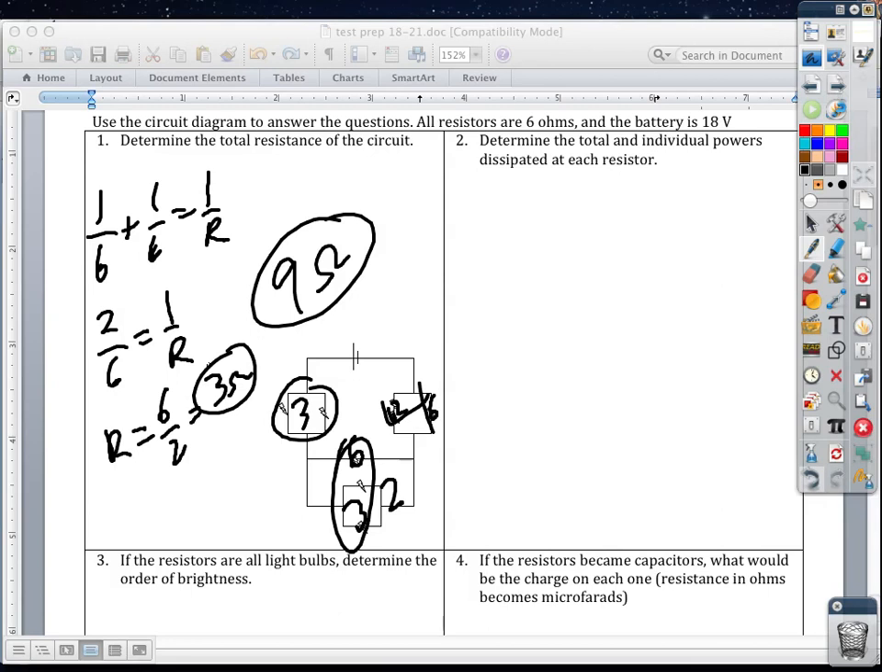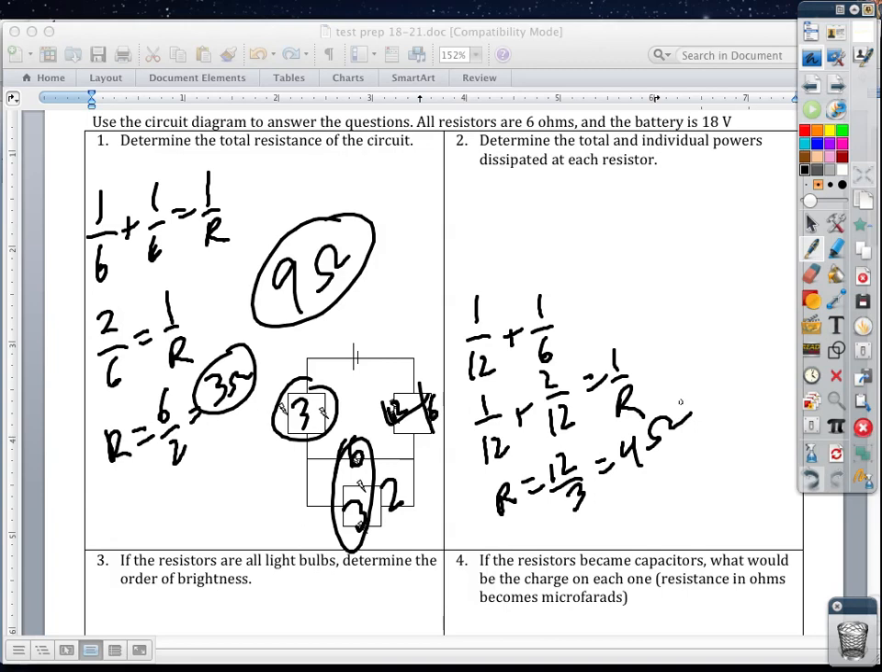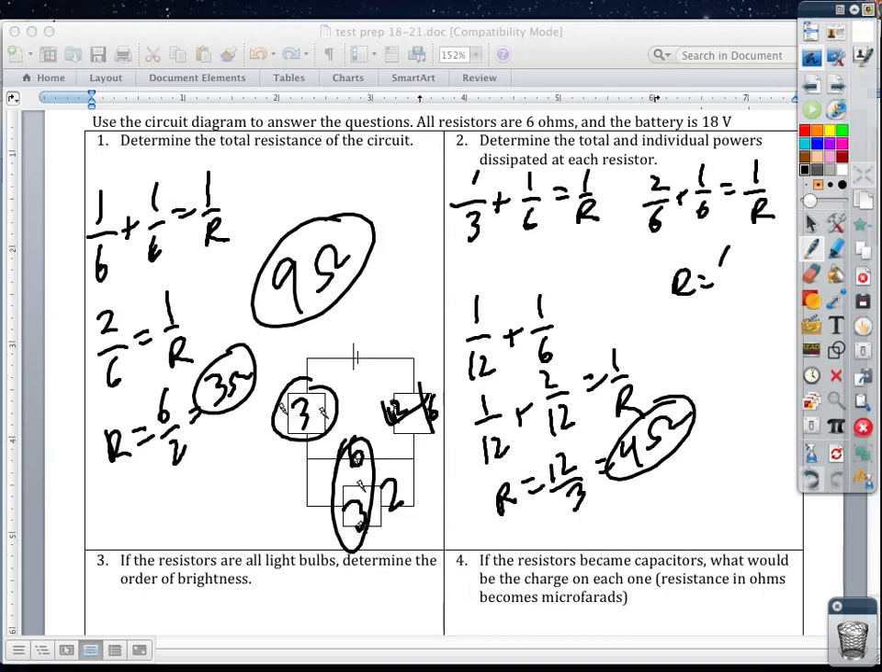All right, and then over here, this is 1 over 12 plus 1 over 6. So 1 over 12 plus 2 over 12 equals 1 over r. So then r is equal to 12 over 3, which is 4. That's why that's 4. And then down here, the 3 is just like this. And then when we do 3 and 6, that's 1 over 3 plus 1 over 6 equals 1 over r. This becomes 2 over 6 plus 1 over 6 equals 1 over r. So then r becomes 6 over 3, or 2 ohms. So that's why that becomes 2. And then 4, 3, and 2 added together is 9.